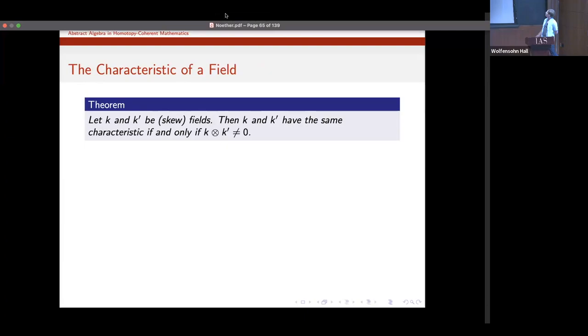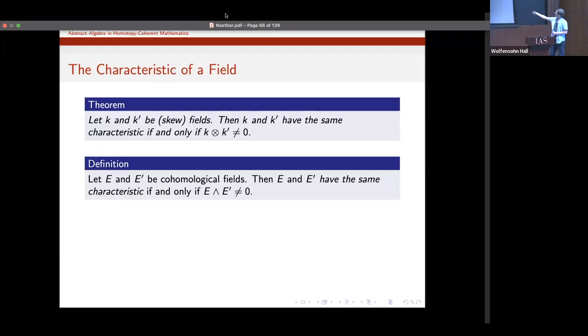We'll say that K and K prime have the same characteristic if the tensor product of K and K prime is not equal to zero. So what's that? Tensor product over Z. Tensor product as abelian groups. So you could take this as a definition if you didn't know what was meant by the characteristic of a field, or if you do know, then I'll leave it to you to check this.